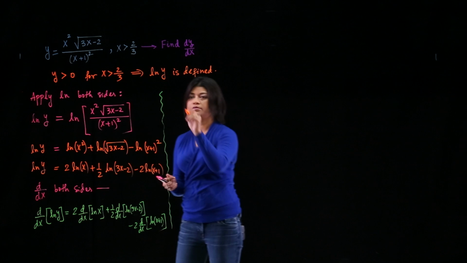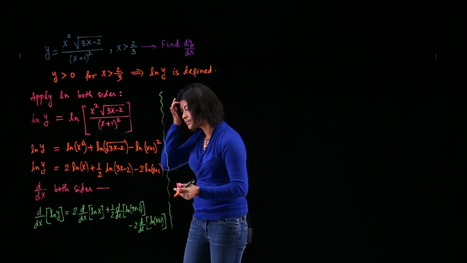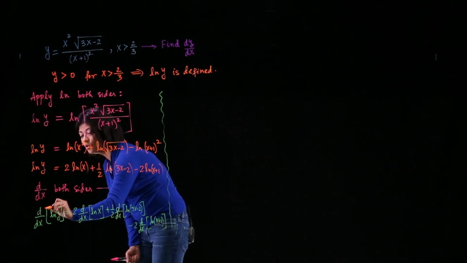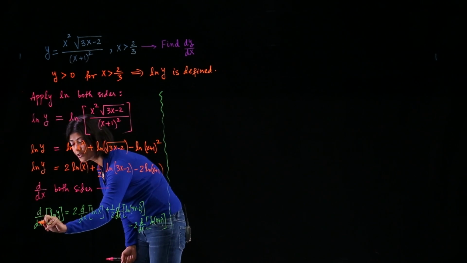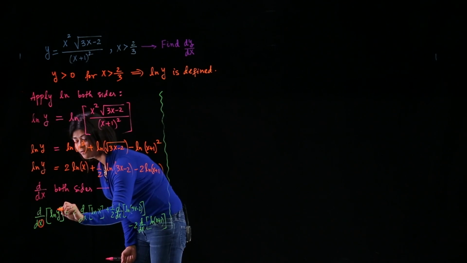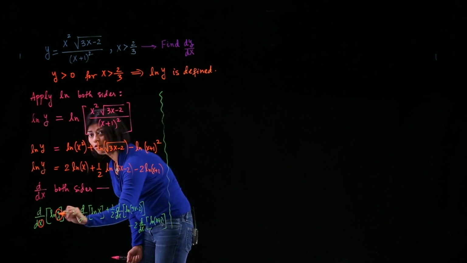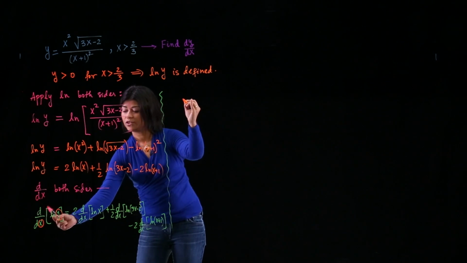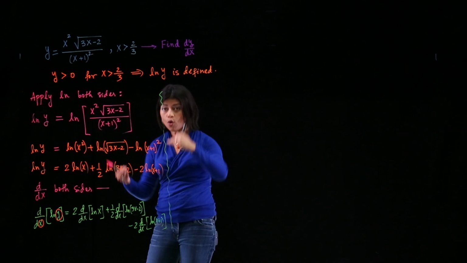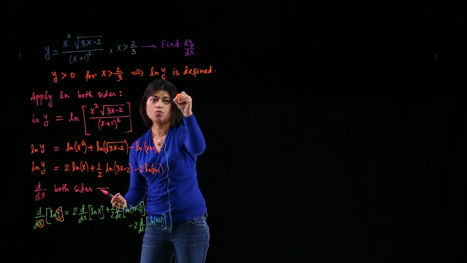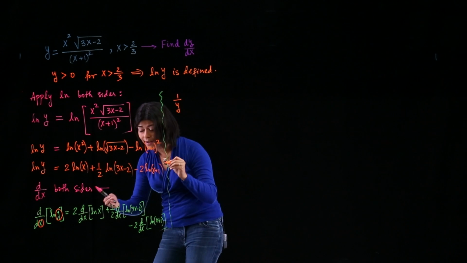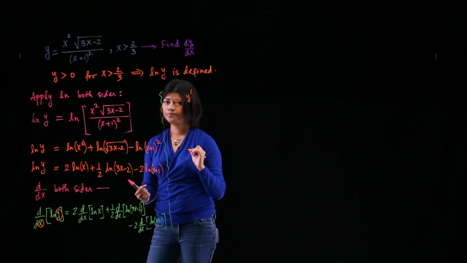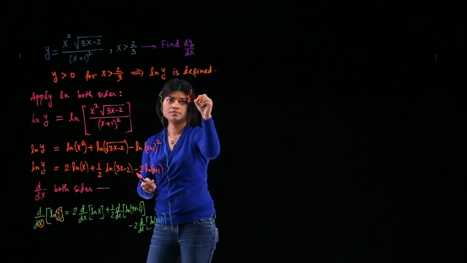Let's compute each derivative separately. For the left one, be very careful. You are taking the derivative with respect to x, but the variable is y here, natural log of y. So you have to use the chain rule. First, the derivative of natural log is 1 over whatever is in there. So you get 1 over y times the derivative of y, which is y prime. So that's the left hand side.